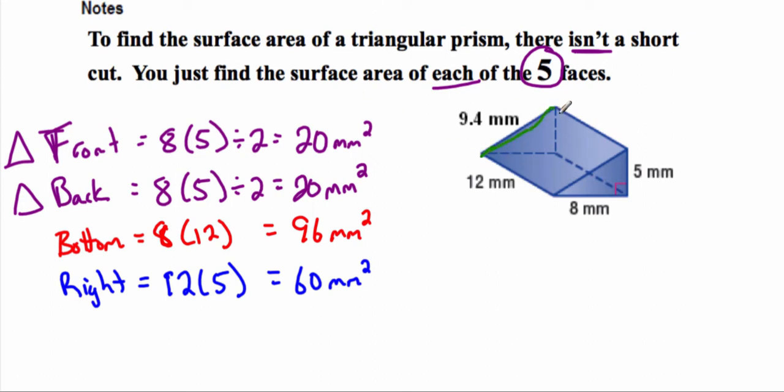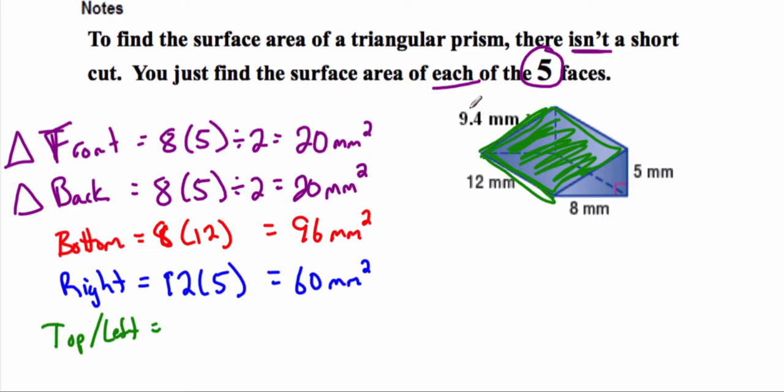So for some people, you're going to call this the top. For other people, since you did a right, you might call it the left. I'm okay with either. So either the top or the left. It's got a base of 12, and the height, the distance going up, is my 9.4. Notice that that's the only time that 9.4 came into play. That got me 112.8 millimeters squared, for once I did my math ahead of time for us.